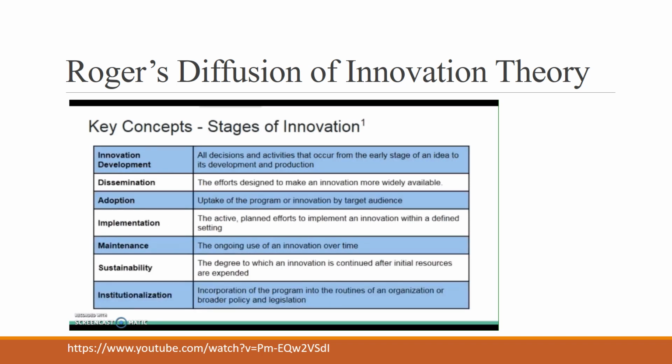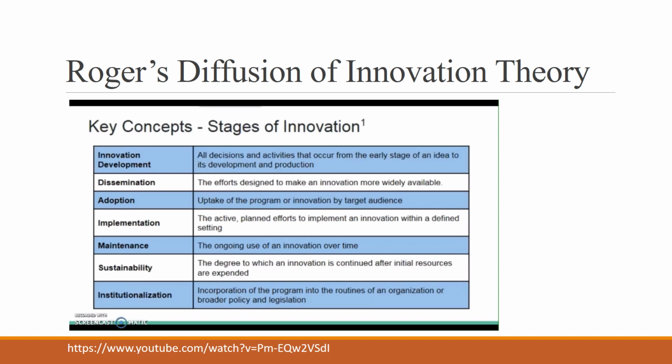There are several stages of innovation, and the development is when we do all the decisions and activities that occur from the early stage of the idea to its actual development and production. Dissemination is the effort designed to make the innovation more widely available to certain populations or social systems. Adoption is the start or uptake of that program by the target audience. Implementation is the active use of the innovation or idea.